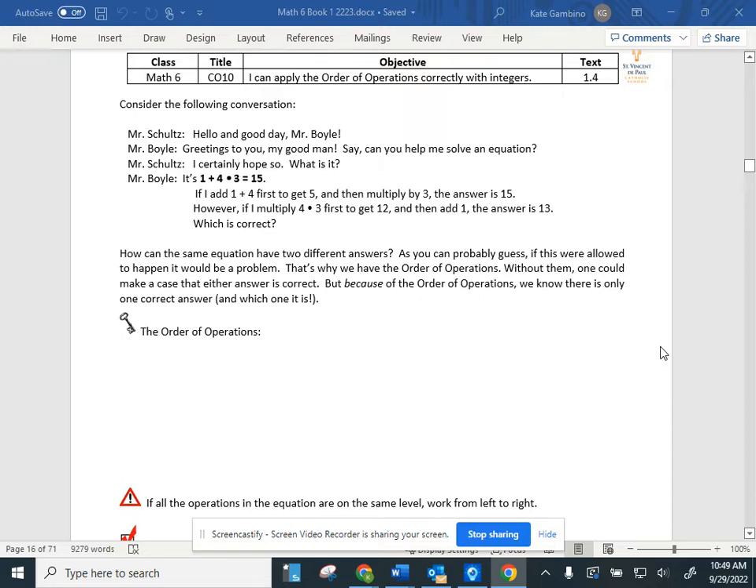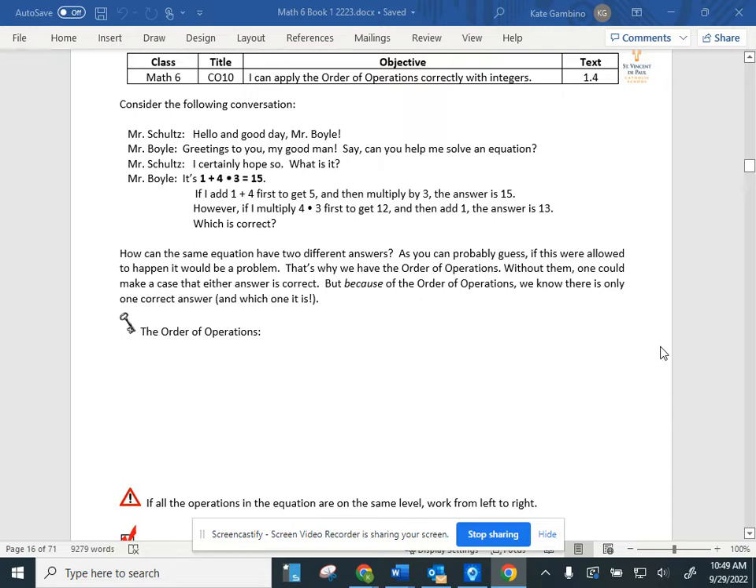Mr. Schultz says, hello and good day, Mr. Boyle. Mr. Boyle says, greetings to you, my good man. Say, can you help me solve an equation? Mr. Schultz says, why, I certainly hope so. What is it? So Mr. Boyle says, it's 1 plus 4 times 3 equals 15. If I add 1 plus 4 first to get 5, and then multiply by 3, the answer is 15. However, if I multiply 4 times 3 first to get 12, and then add 1, the answer is 13. He got 2 different answers.